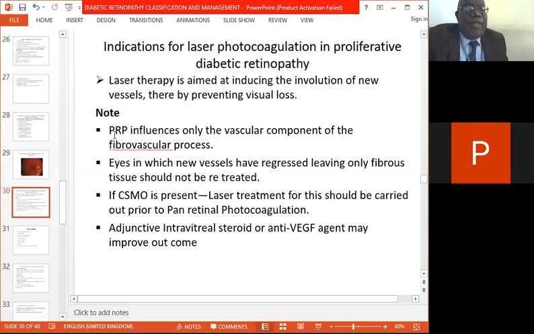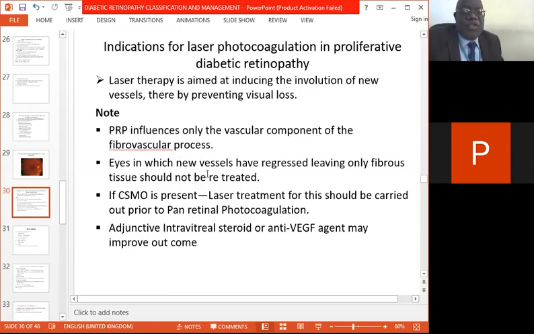So note, PRP, this is pan-retinal photocoagulation, influences only the vascular component, not the fibrous. So when you look at the fundus, you find there is fibrous tissue. Photocoagulation won't help. It's the vascular component. Once you do the photocoagulation, the vascular component disappears. But the fibrovascular part, the fibers, they remain. So PRP influences only the vascular component of the fibrovascular process.